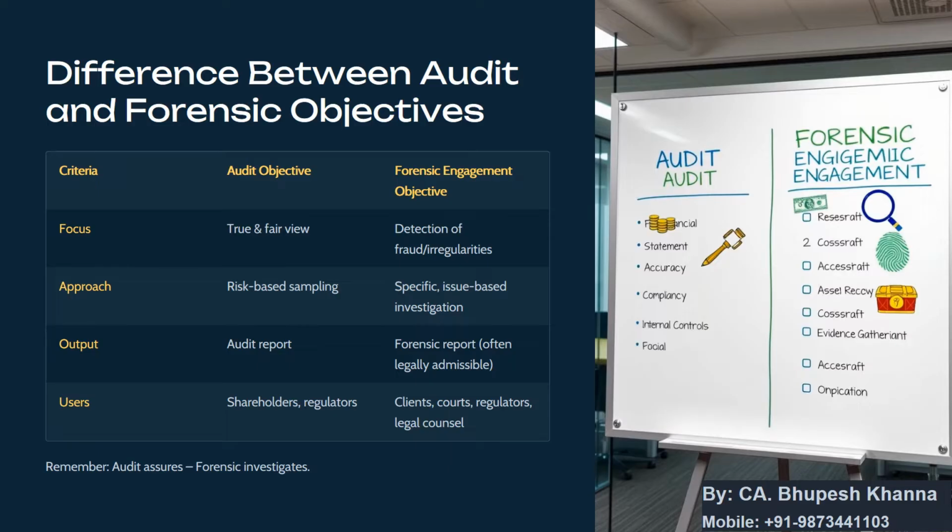Under an audit objective, the output is an audit report, and in a forensic engagement, the output is a forensic report, often legally admissible. Number 4, Users. Under an audit objective, users are shareholders and regulators, and in a forensic engagement, users are clients, courts, regulators, legal counsel, etc. Always remember, audit assures, forensic investigates.